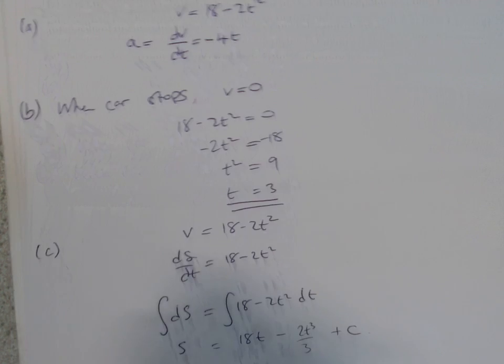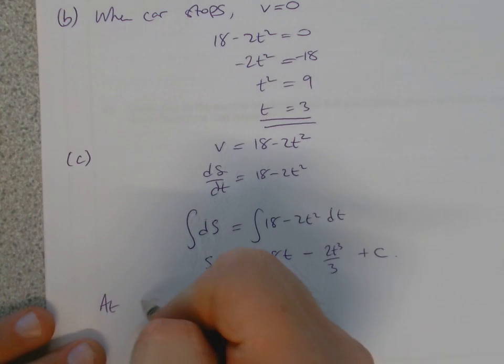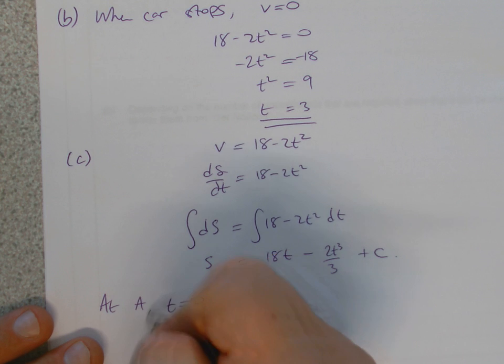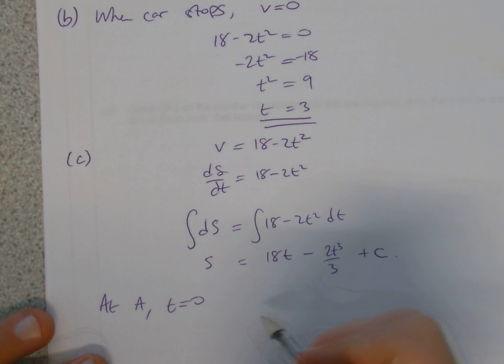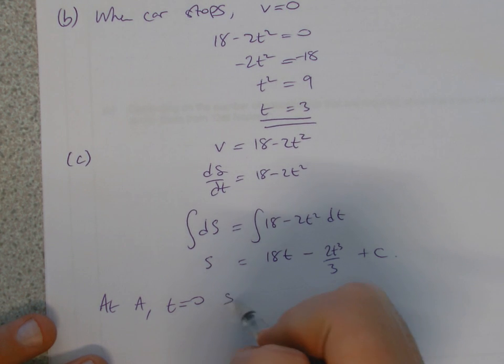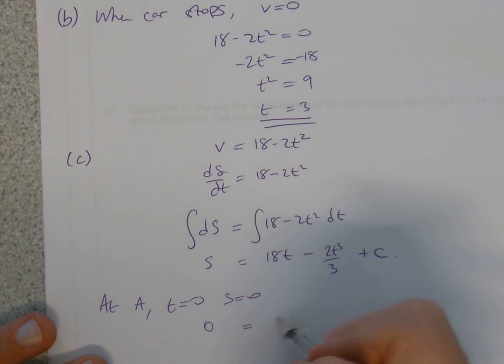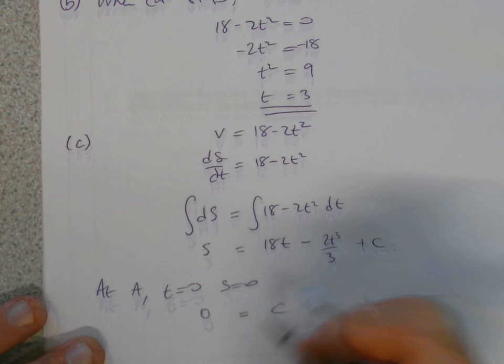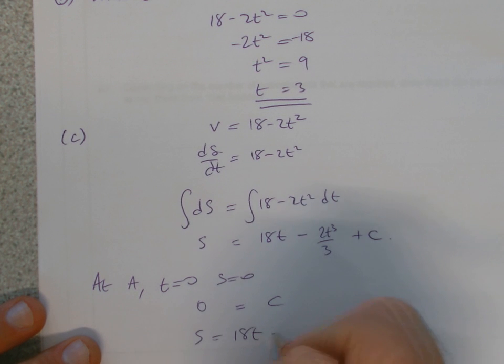So we can say at A, t is equal to 0. This is the beginning of that formula, but also s is equal to 0, because that's where the displacement starts. So we'll have 0 for s, t will be 0, so basically c is 0. So we have s equals 18t minus 2t cubed over 3.